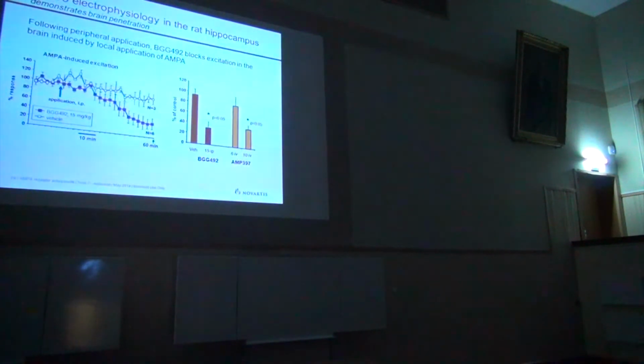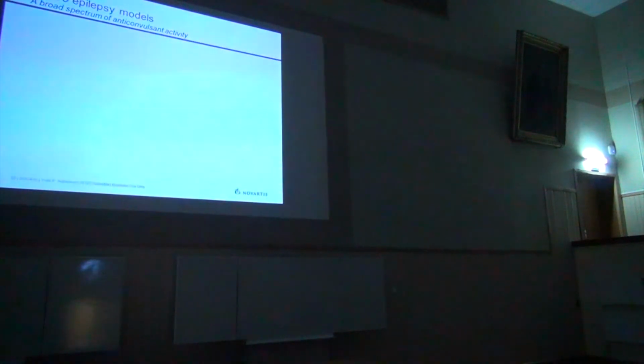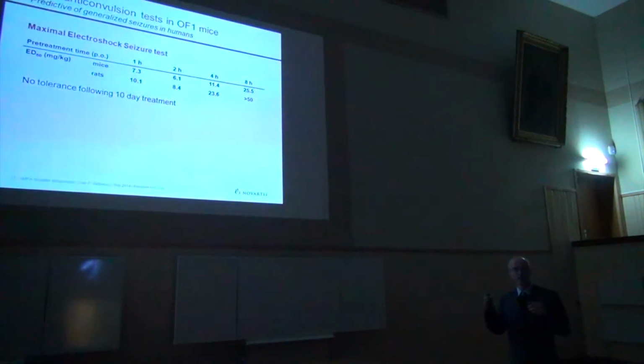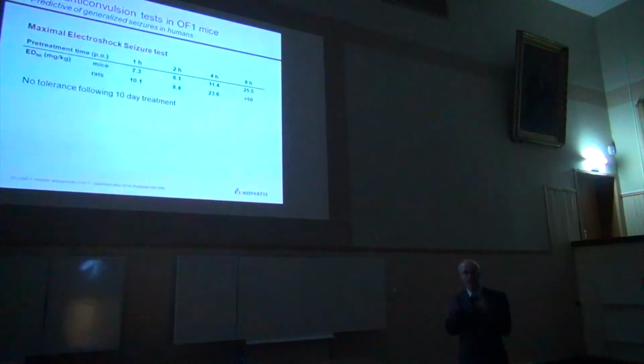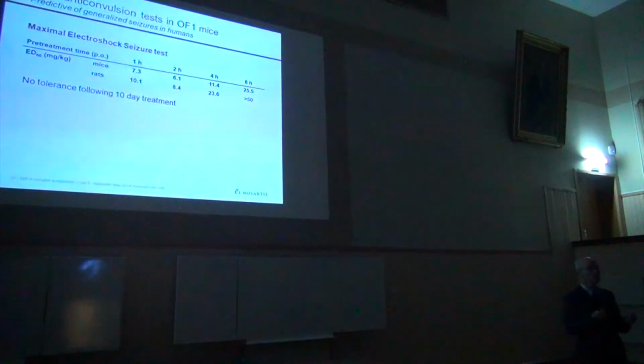Next slide. The in vivo epilepsy models are important because they allow us to do two things. First, to really demonstrate that we don't just go into the brain and have some electrophysiological activity, but that we really act on the mechanism of epilepsy. And two, to try to understand what doses we can predict to be the right dose for our clinical trials.